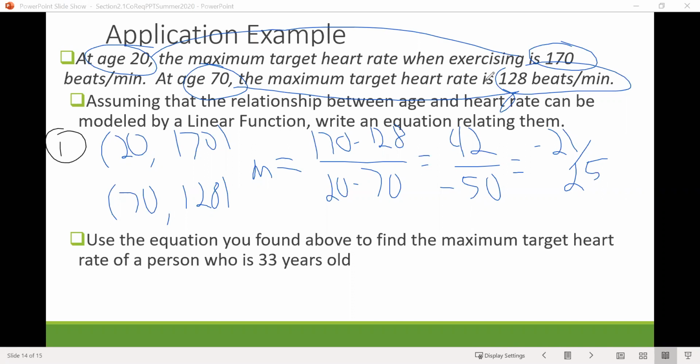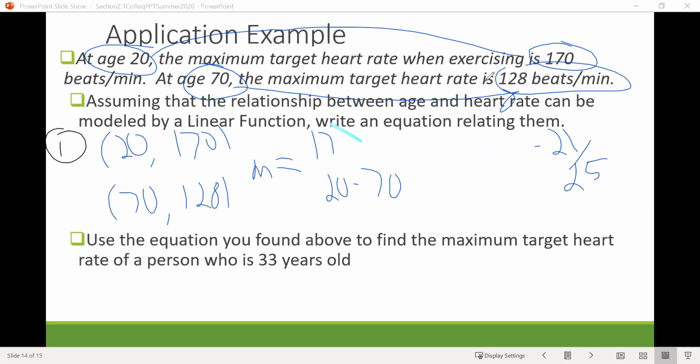Let's also think about, does it make sense that that rate of change is negative? Well, since the maximum target heart rate is our output, as the input, which is the age, increases, what happens to that maximum target heart rate? Well, it goes down, right? So because of that, it makes sense our slope should be negative. Cool. Glad we got that all squared out.